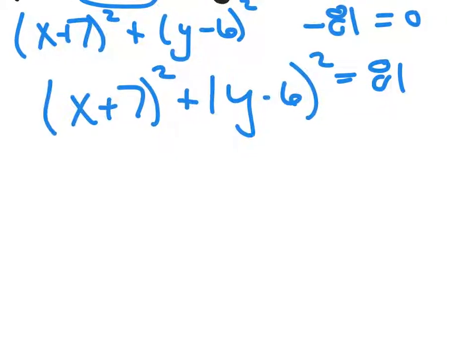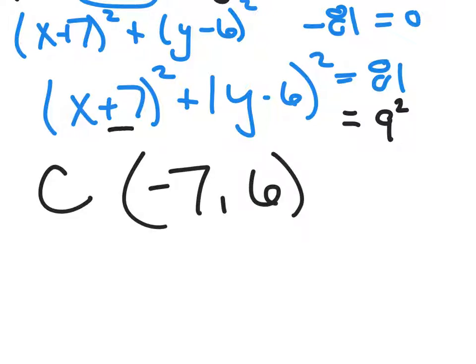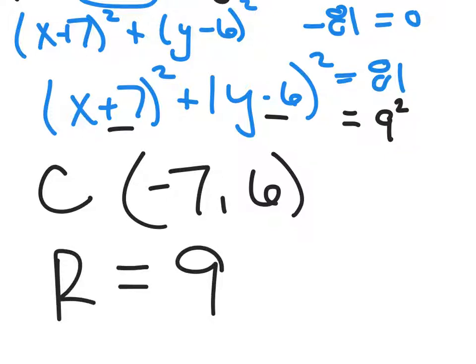Okay, so again, I want to think of it as this thing squared plus this thing squared equals something squared. What is my something squared? Hopefully you're saying that's really 9 squared. So my center is going to be negative 7, positive 6. Again, horizontal shifts go in the opposite direction. And my radius is just going to be 9.